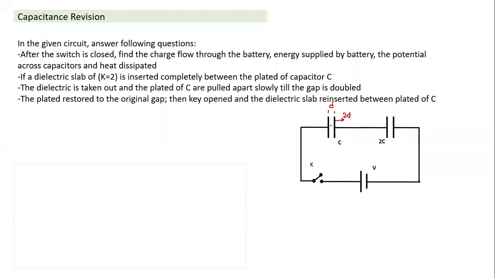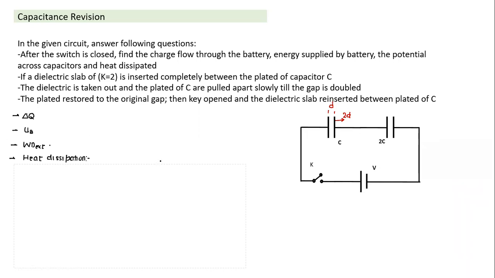If we make the gap 2D, what things can we calculate? We can again calculate the charge flow from the battery. Can we calculate this part here? What is the charge flow as we increase the separation? That is one part. What is the energy supplied by the battery? Second part. What is the work done by the external agent as we increase the separation? And what is the heat dissipation? Can we calculate all these four parts here? Let's do them one by one.